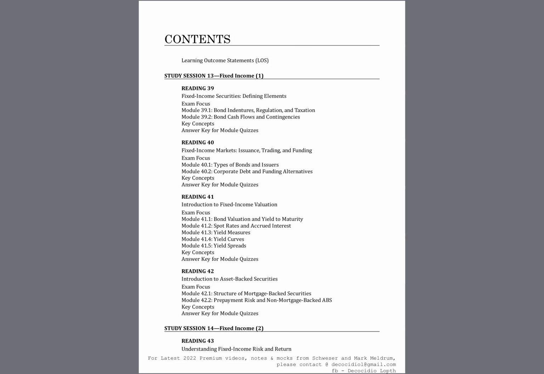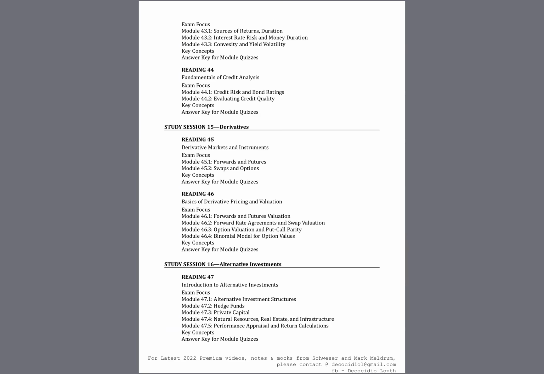And then we move on to 42, which is looking at asset-backed securities, particularly the structure of mortgage-backed securities. What are the prepayment risks and what are the other kinds of ABS, which is asset-backed securities? Then when we go to 43, it's talking about understanding the risk-return trade-off, so that we take a look at the sources of return. Particularly, we'll be looking at the concept of duration.